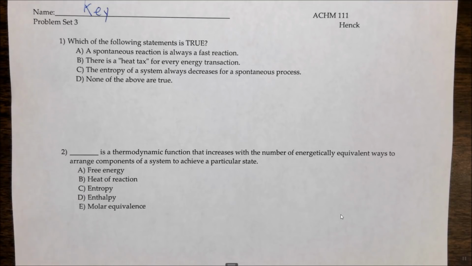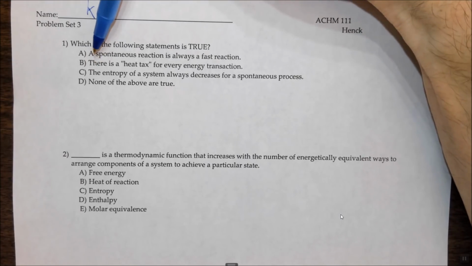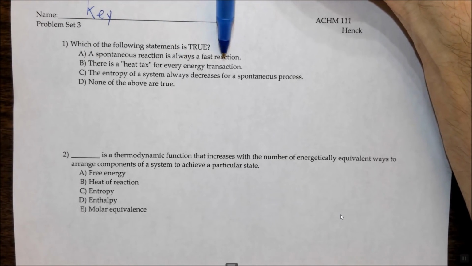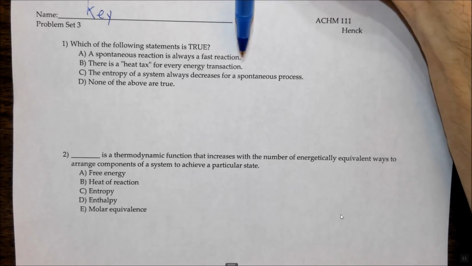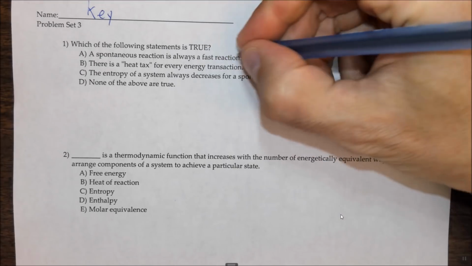So with that said, I would like to go ahead and get started and go over this 20 question practice set. So it says, which of the following statements are true? The first one is a spontaneous reaction is always a fast reaction. This is absolutely not true. Delta G says nothing about rate.